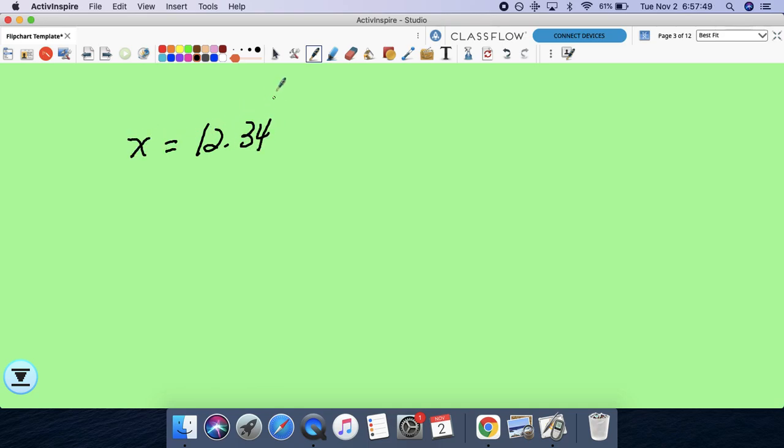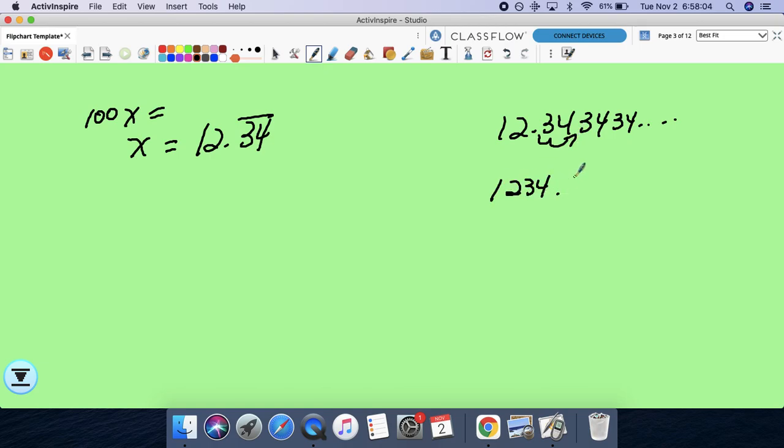Okay, so let's set that to x. Right, so we're going to multiply this by 100 on both sides. And again, I just want to show you what happens when you multiply that by 100. So the decimal is going to move 2 over, so we're going to get 1,234.34. Right? The reason we multiply by 100, it allows us now to subtract, and we can get rid of the repeating parts. That goes away.